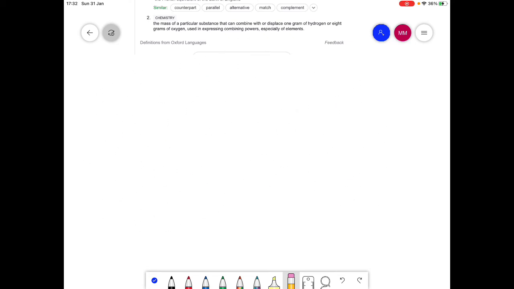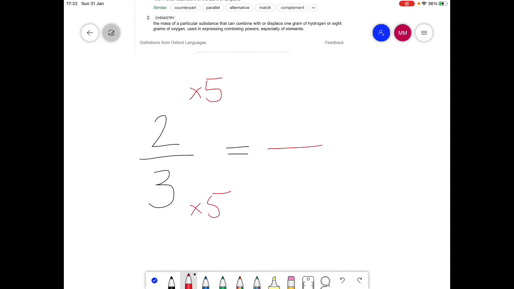Let's look at another example. If I had 2/3, and I wanted to find an equivalent fraction, I could multiply this by any number really, as long as I multiplied the numerator and the denominator by the same thing. So let's try and multiply it by 5 and see what I get.